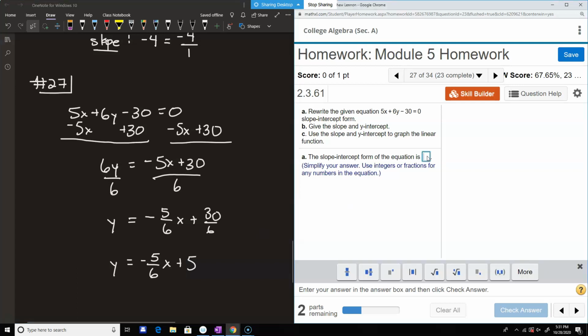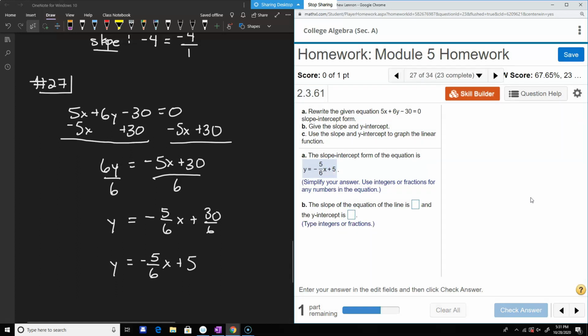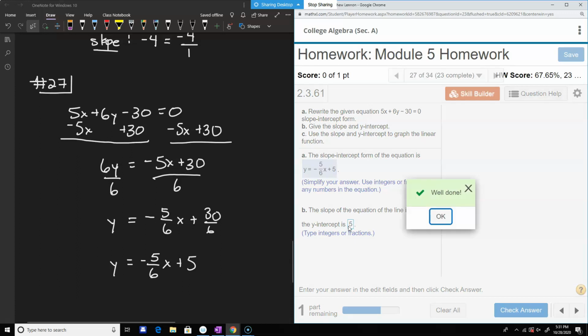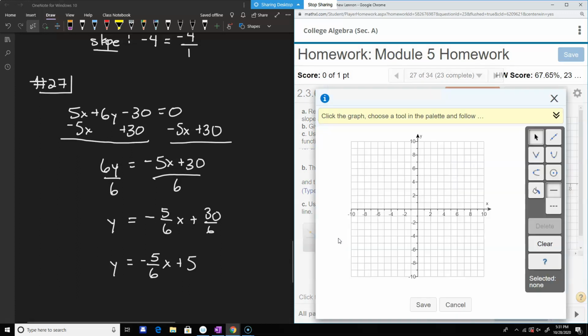So we have our slope-intercept form. And so our slope, again, is just the number in front of x, minus 5 over 6. And the y-intercept is the constant term of 5. And then to graph it, we're going to do the same thing that we've been doing. First, identify the y-intercept. So click the line tool, identify the y-intercept of 5.